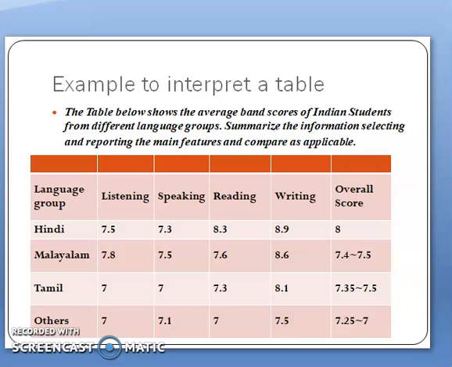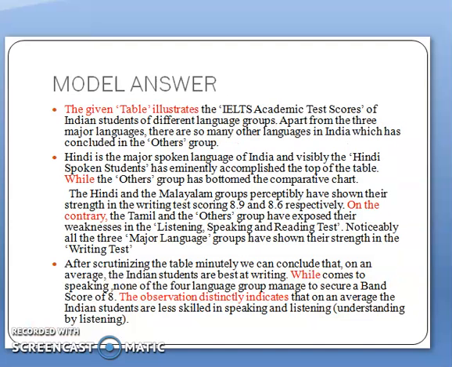Again, in this slide, I have given you one more example to interpret the table. The table below shows the average band scores of Indian students from different language groups. Summarize the information, selecting and reporting the main features, and you can compare the information as applicable in the table. You can find the model answer for the question which is given in the previous slide. Kindly look at this model answer.